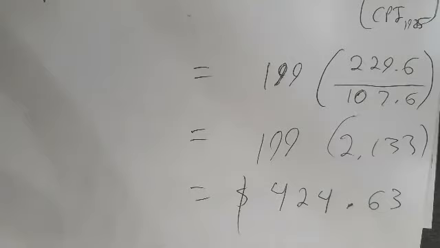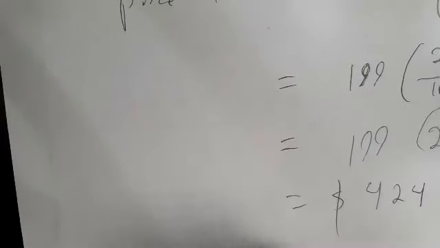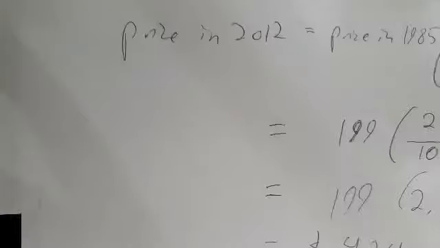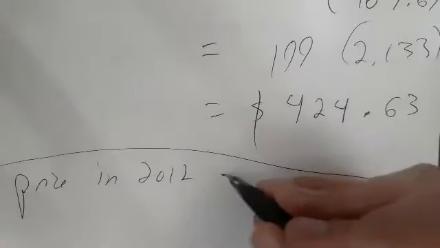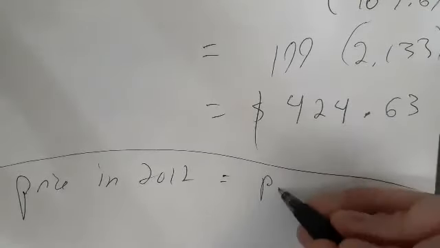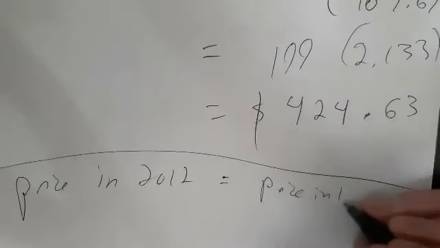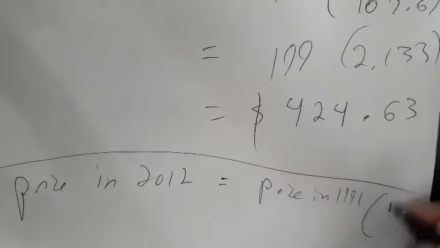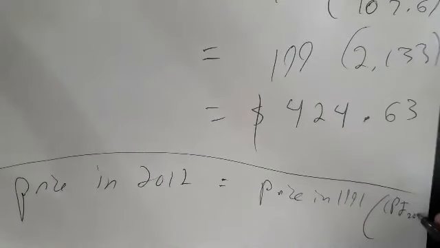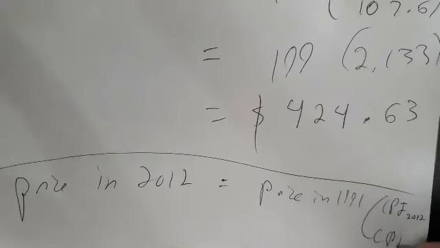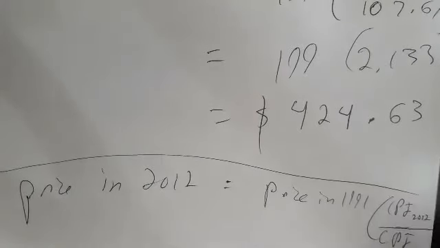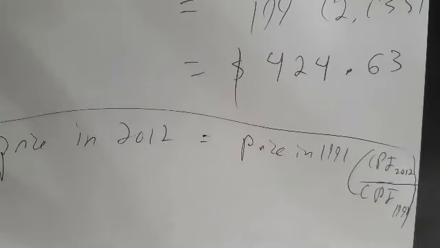Here we go. Price. The Super Nintendo got released in 1991. So we're doing price in 1991, and we've got to do CPI of 2012 over 1991. I'm running out of room on the paper, but there we go. It's crammed all in there.